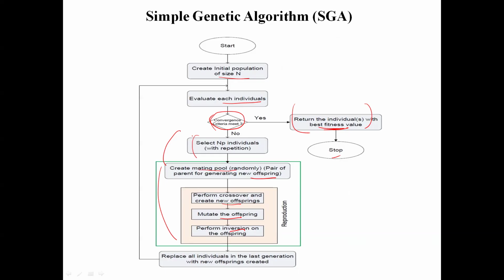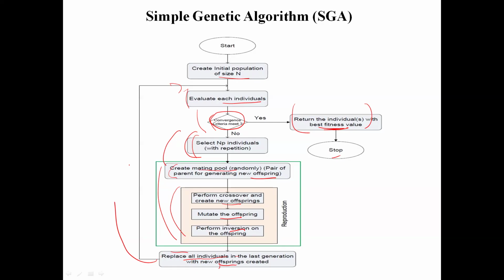Now finally, once you get the new offsprings, we replace all the individuals in the last generation with the new offsprings created. And we again come back to this process and evaluate them. Again, see if it meets the convergence criteria or not. We select another NP set, create a mating pool again, and perform the diversity operations here. And then we keep on doing this again and again. So this is how a simple genetic algorithm works.